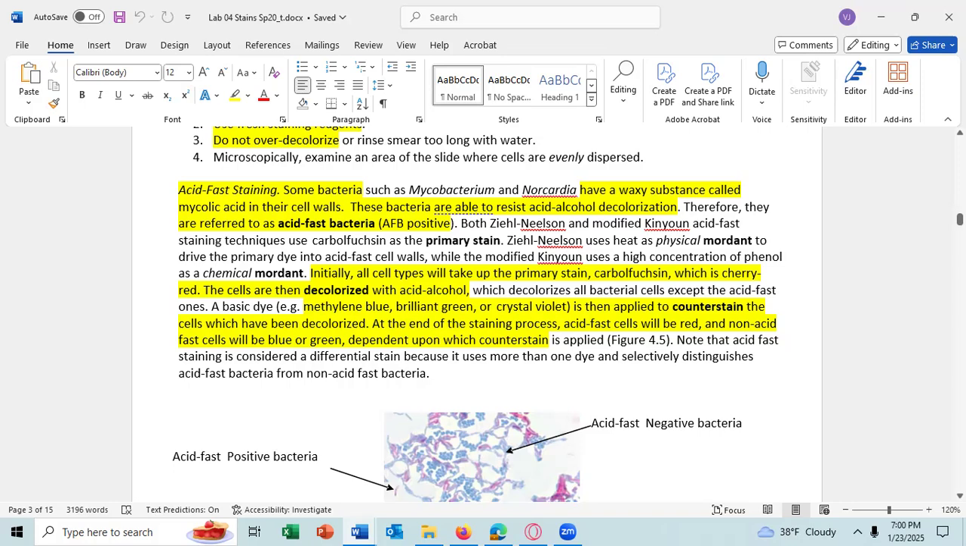We have two acid fast stains, the Ziehl-Neelsen method and the modified Kinyoun method. Both of these stains use carbol fuchsin as the primary stain. Carbol fuchsin will stain the cells red. We then use a mordant to get the carbol fuchsin inside the acid fast cells. And the mordant with the Ziehl-Neelsen is just applying heat. That'll bring the carbol fuchsin inside the cell wall.